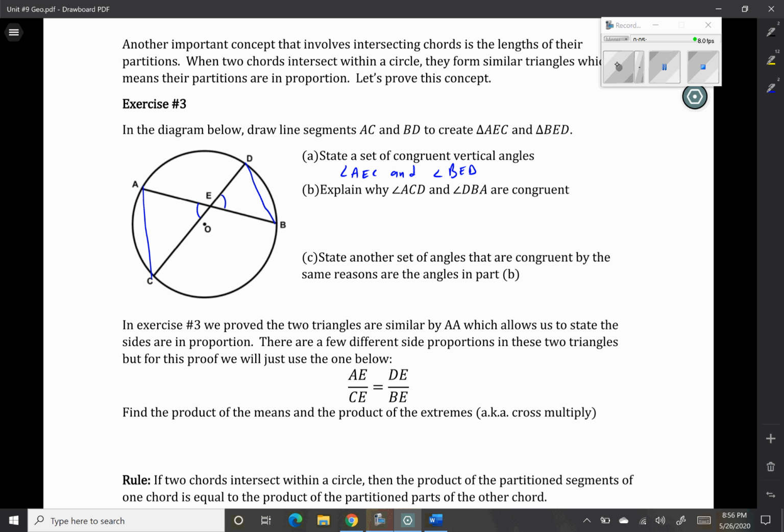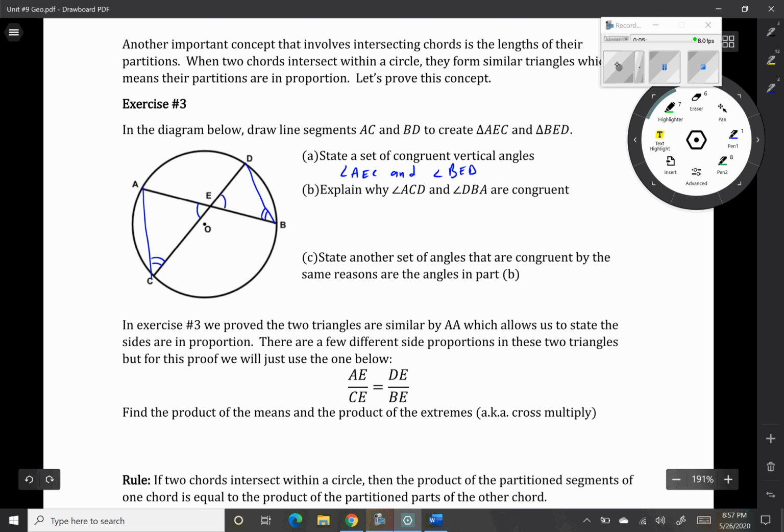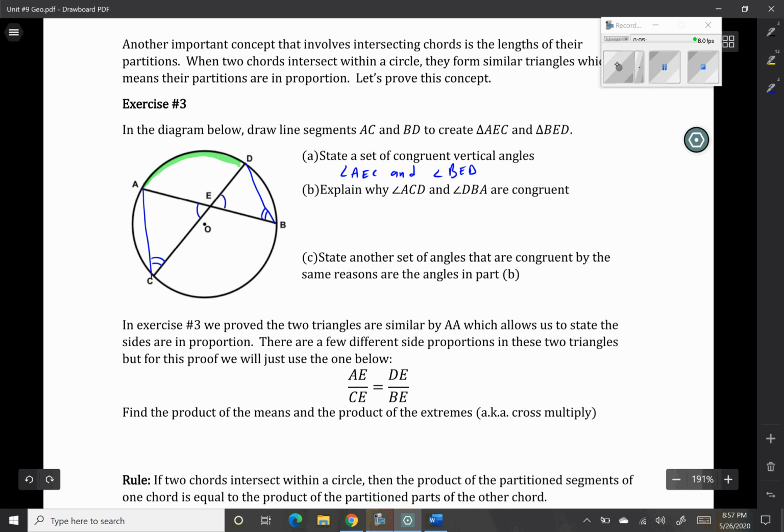It then says explain why angle ACD and angle DBA are congruent to each other. Because this is in a circle, all the circle properties have to come out to play here a little bit. So let's take a look at something. If I highlight this arc, arc AD, what do I notice about the two angles that we had you label here? Angle ACD and angle DBA are both inscribed to arc AD. So they're congruent because they are inscribed to the same arc.